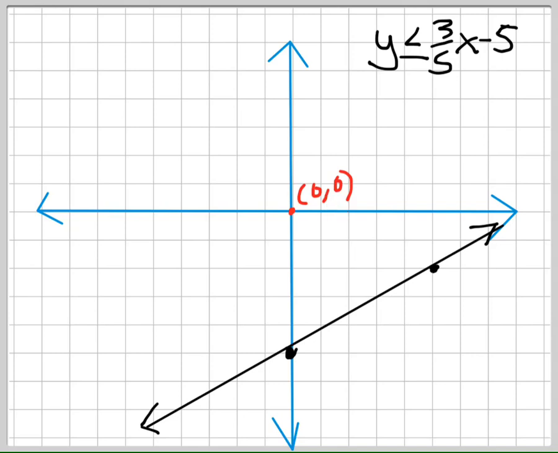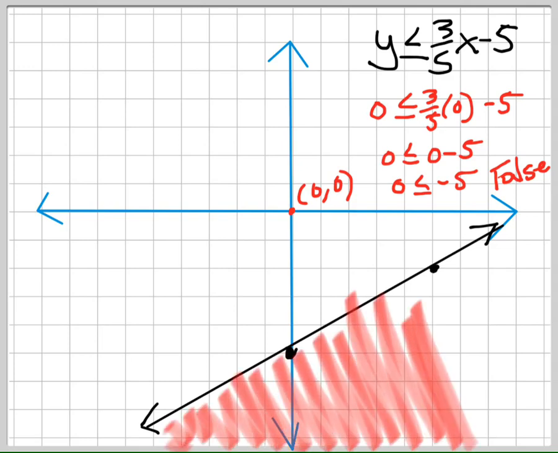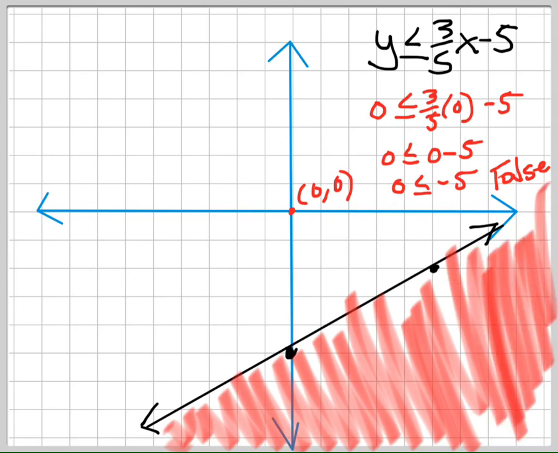Let's test out this point. So I'm going to plug in 0 for y. I'm going to plug in 0 for x. I'm going to solve this. I have to do multiplication first. Then I take 0 minus 5. It's negative 5. So I look, is this statement true or false? Is 0 less than or equal to negative 5? False. So does that mean I want to shade 0 or not shade 0? Not shade. So I would then shade this side of the line.